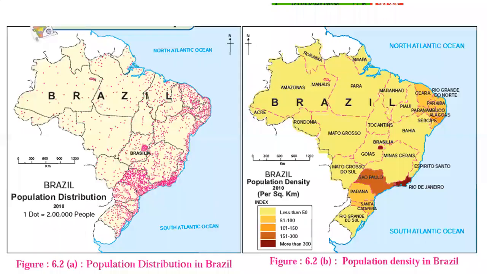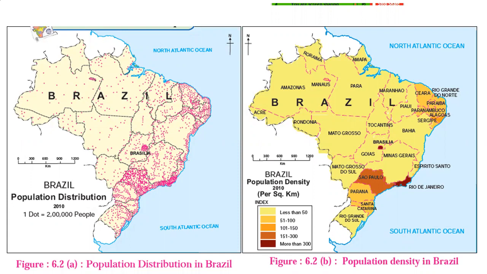We come now to the distribution of population and the density of population of Brazil. If you look at figure 6.2b, this map shows the density of population in Brazil. Now, Brazil occupies 5.6% of the total land area of the world, and it supports 2.78% of the world's population.